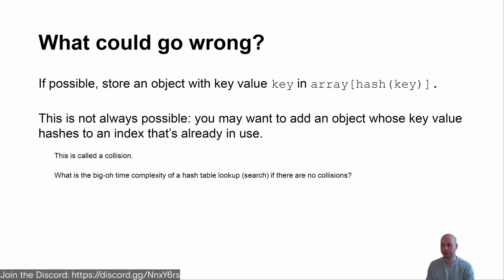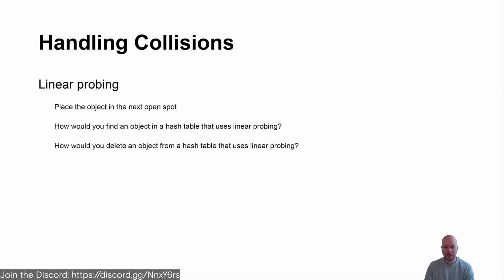Because if we have collisions, clearly, unless we don't care about collisions, which is sometimes true, but most of the time it's not, if we do care about collisions, the complexity becomes more complicated because we have to do something. So how do we handle collisions?